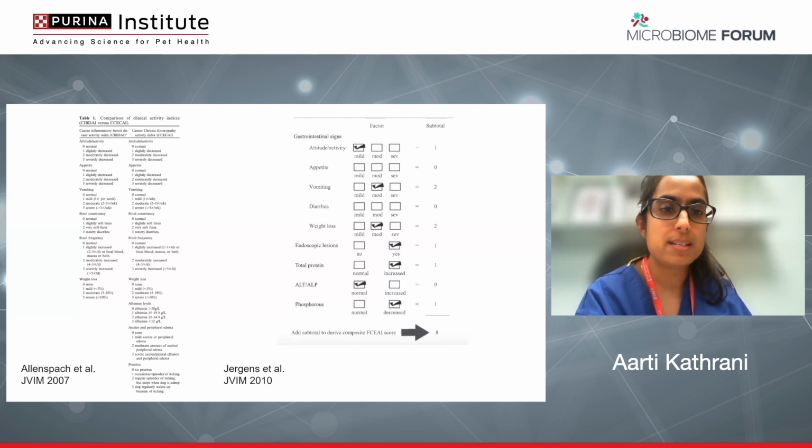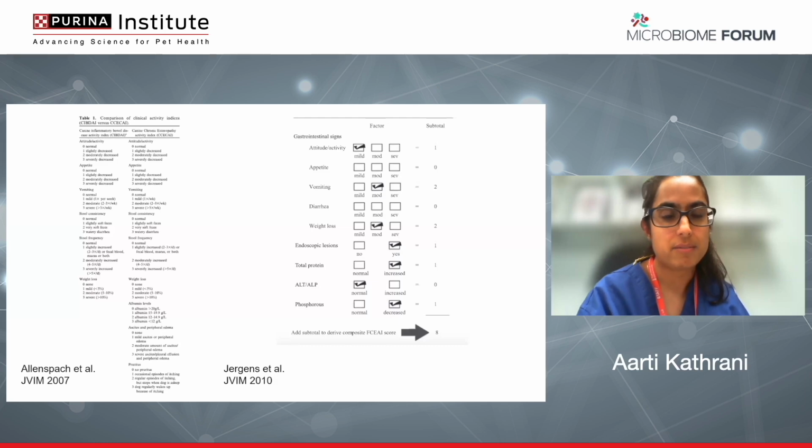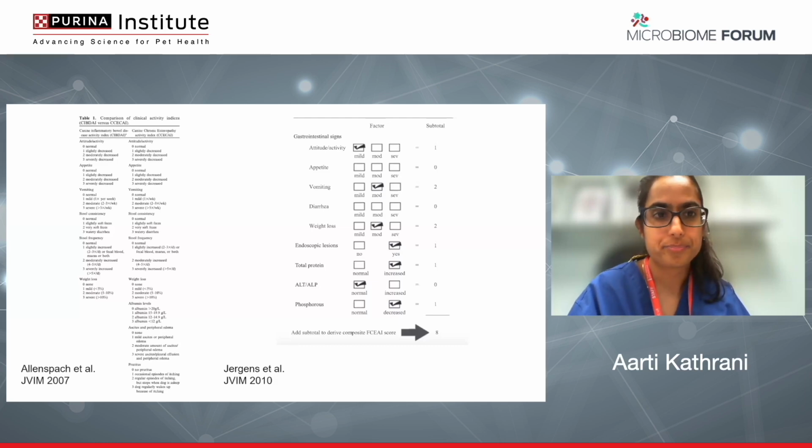What you'll notice, the one on the left is dogs, one on the right is cats. What you'll notice is that these look at weight loss, they don't look at weight gain. So if you're using these, it's important to make sure the patient's gaining weight and reaching ideal body condition, muscle condition is improving, and also taking quality of life into consideration, which these disease activity indices don't.